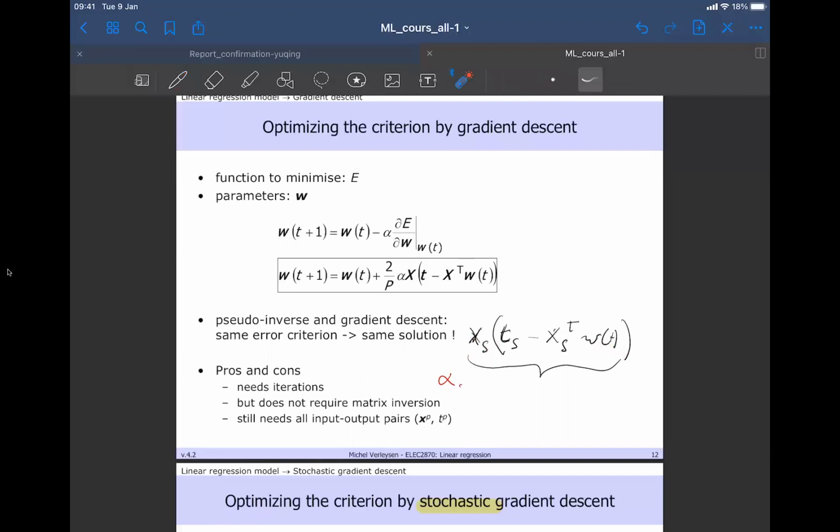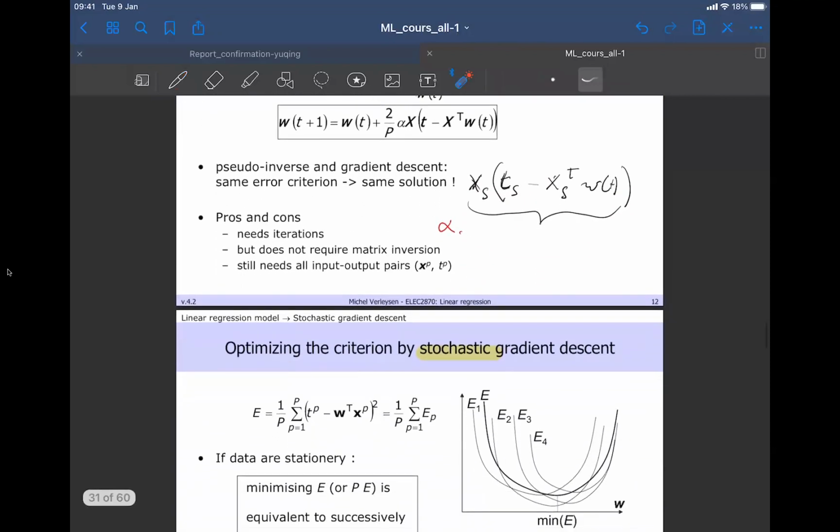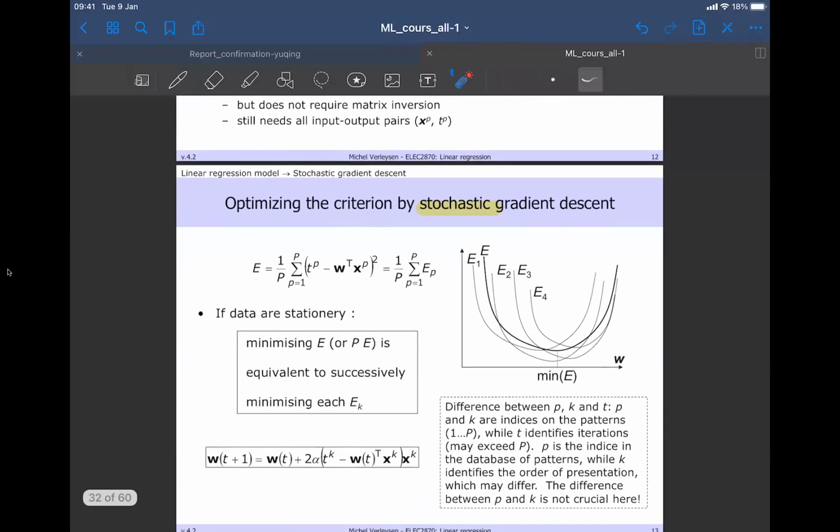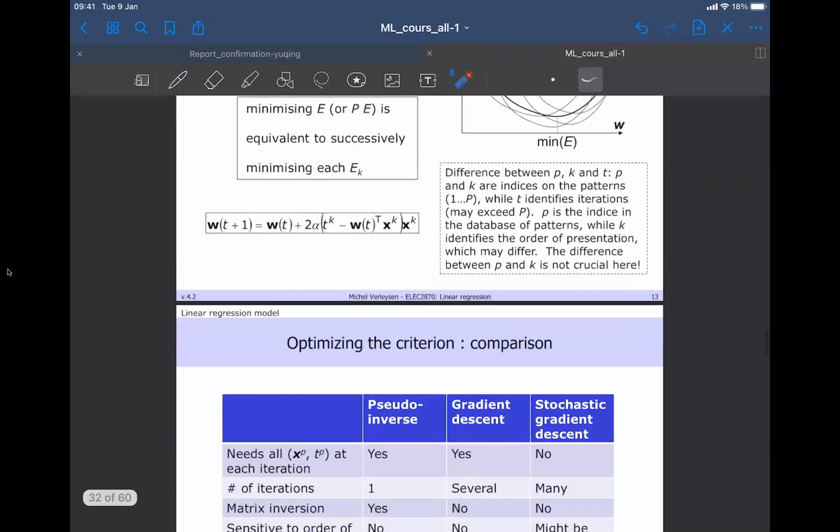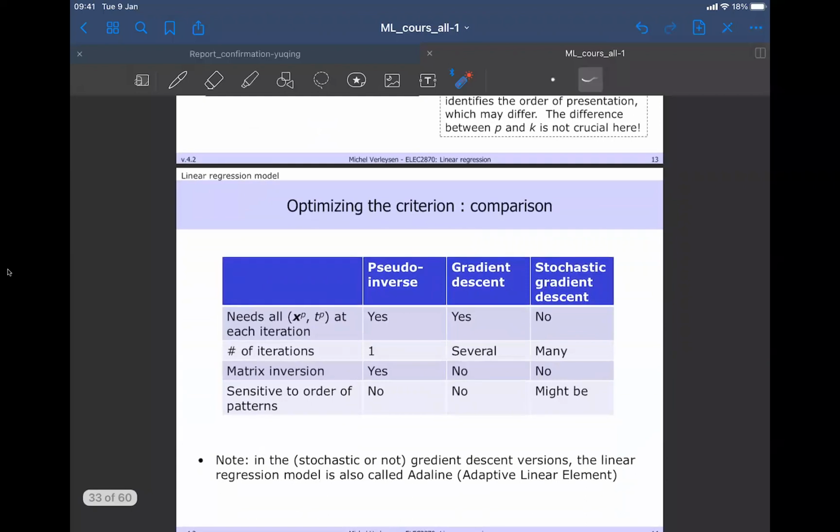So the idea is that you can really have something that is stochastic with respect to the points you include to compute your gradient. And the idea is that, on average, you take a bit of everything into account, and so you tend to the global minimum for the weights. So here I compare the pseudo inverse versus the gradient descent and the stochastic gradient descent.